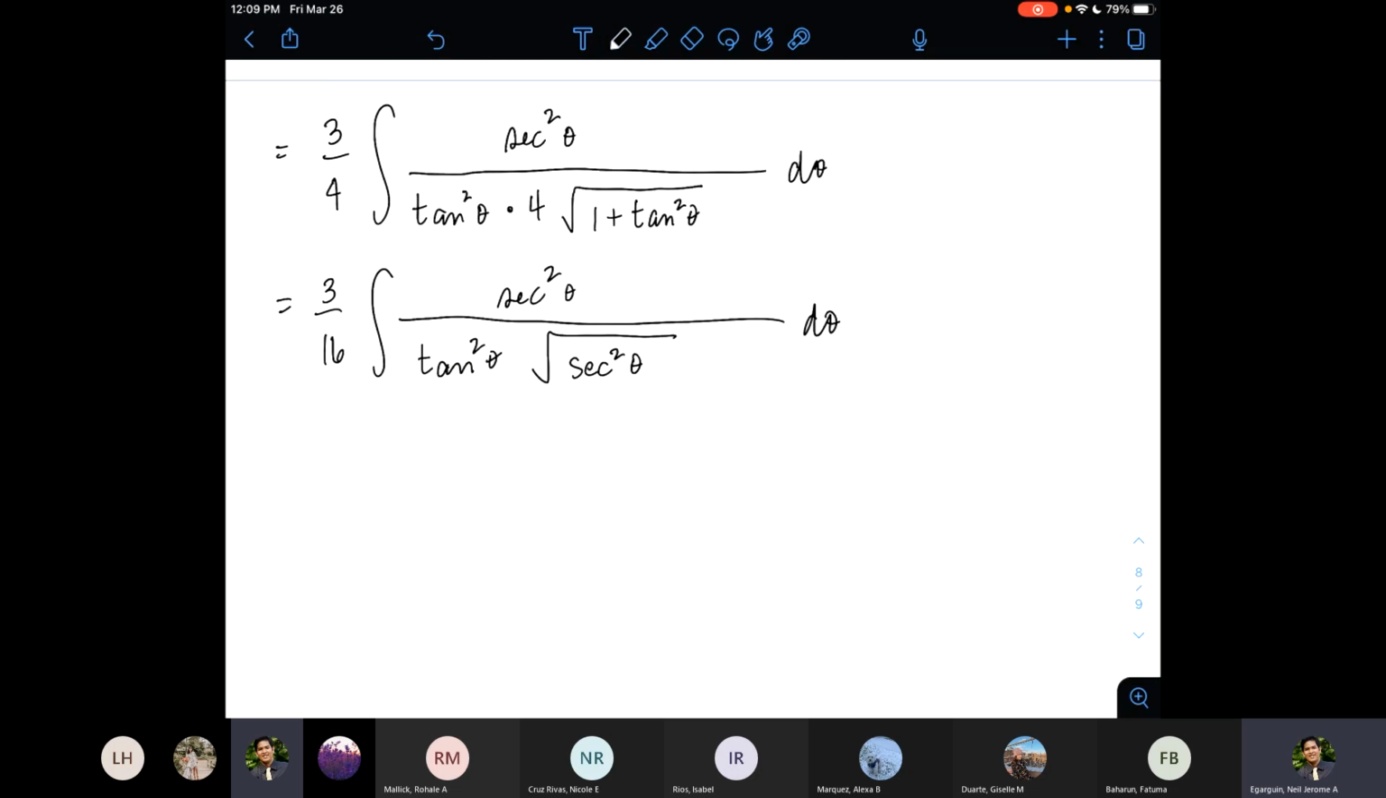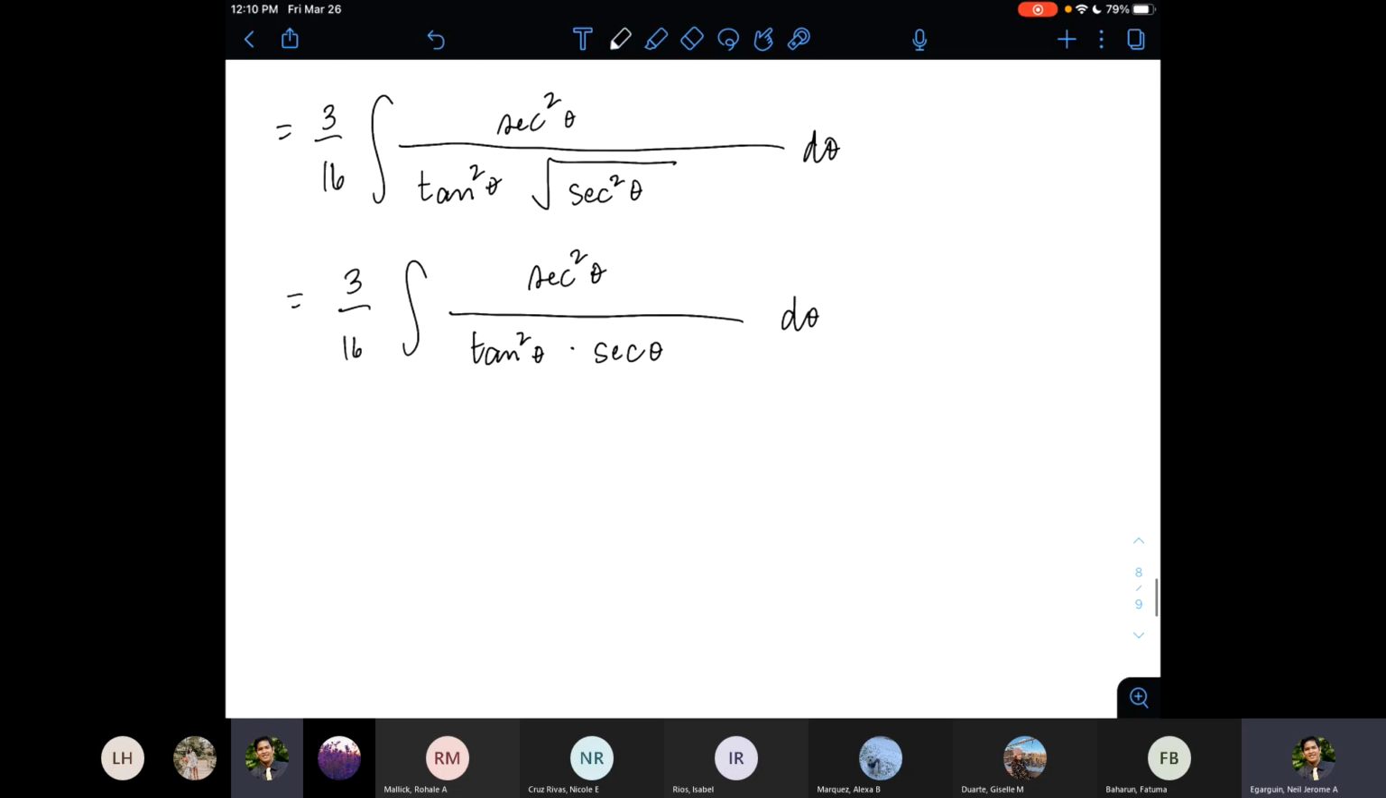And here we will see how the radical will vanish, because here you have a perfect square, and yet you have it inside the radical, so they will cancel each other out, leaving us with 3 over 16 secant squared theta over tangent squared theta times simply secant theta d theta, putting the assumption that secant theta is positive. All right. And then I can cancel the secant in the denominator by one of the secants above. So we'll have 3 over 16 integral of secant theta over tangent squared theta d theta.